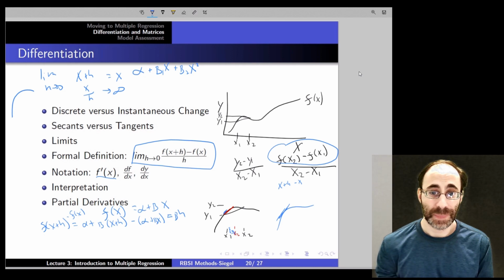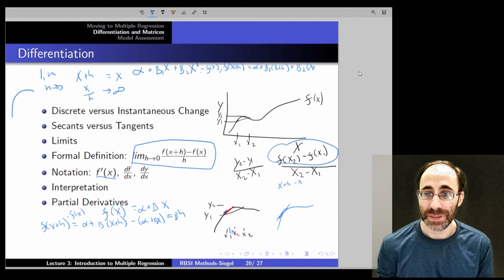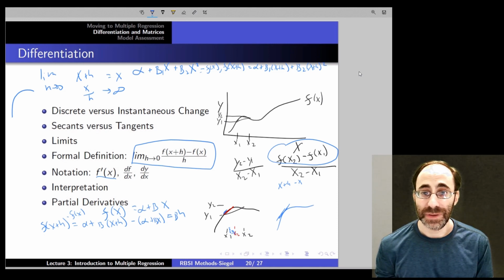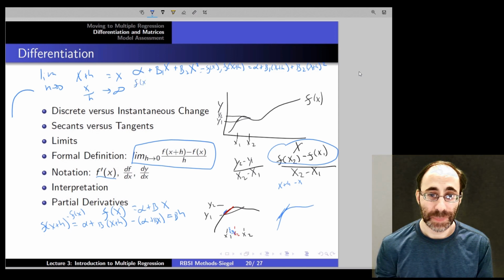Well, we use this formula again. f of x plus h, this is f of x. f of x plus h equals alpha plus beta 1 times x plus h plus beta 2 times x plus h squared. So this thing, when you subtract them, the alphas cancel, the beta 1 x's cancel, you get a beta 1 h. So when I do this, I get beta 1 h.